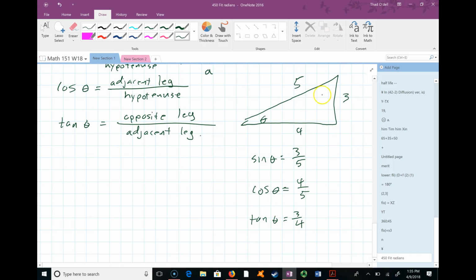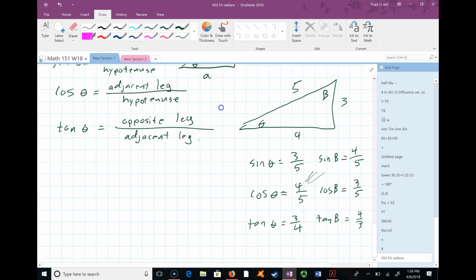And likewise, if this would have been a beta up here, then sine of beta, notice now 4 is the opposite and 5 is still hypotenuse. So notice that's the same as that, isn't it? That's interesting. Likewise, cosine of beta would be 3 over 5, because now 3 is adjacent. And tangent of beta, of course, would just be 4 over 3, because the opposite and adjacent are flipped.